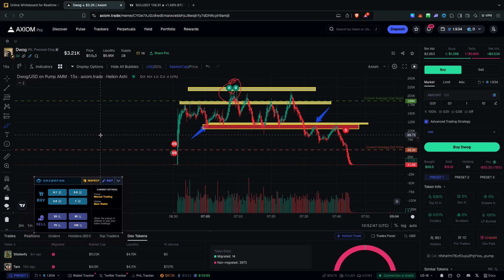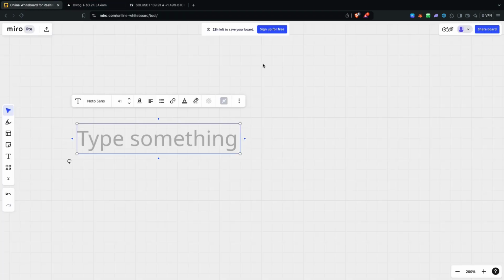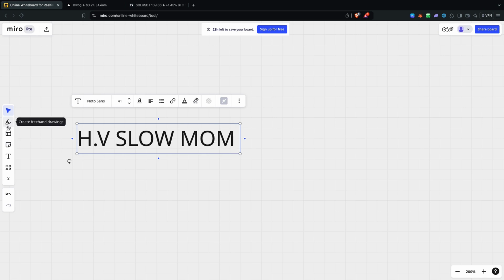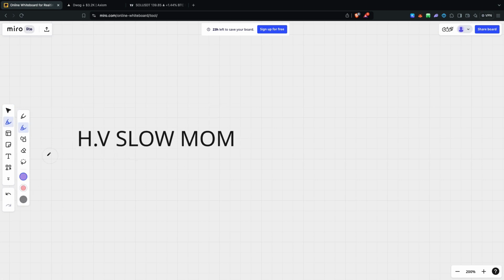And the sole purpose of this particular trade was for me to understand the things that do not work. As you can see right over here, this trade was purely for educational purposes, and I wanted to figure out the best trading strategy, especially when it comes to high volume. High volume, slow momentum build up.